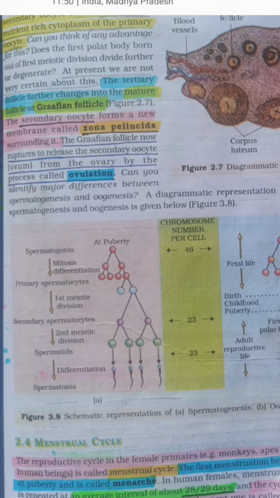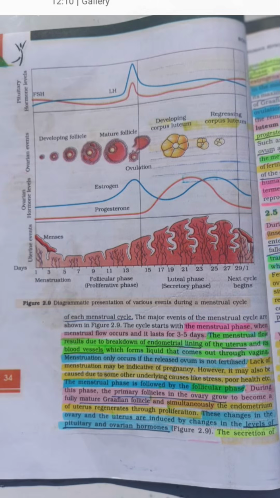One ovum is released during ovulation in the middle of each menstrual cycle. The major events of the menstrual cycle are shown in the figure. The cycle starts with the menstrual phase, when menstruation occurs, and it lasts for 3 to 5 days.